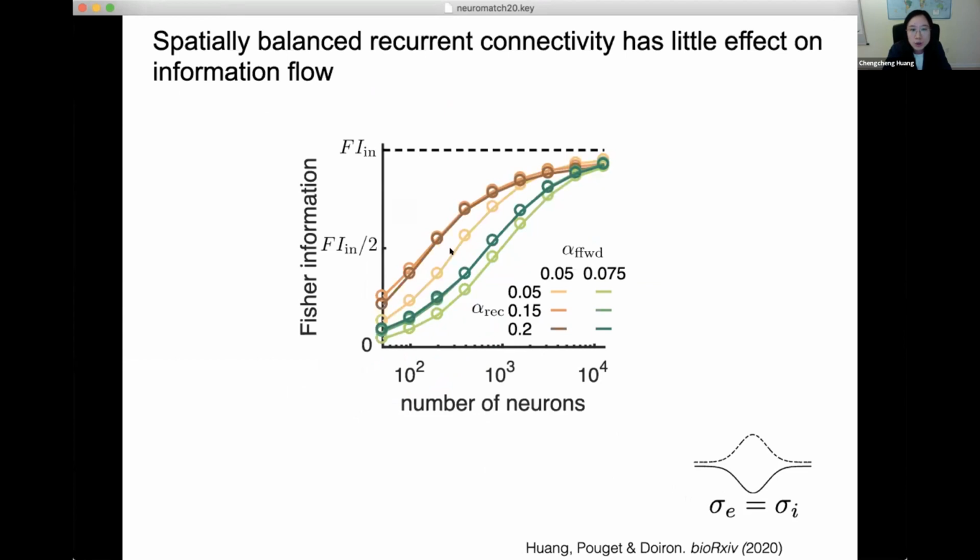And you can see that although there are small changes in information for a small number of neurons, as the number of neurons increases, the total amount of information is also independent of the spatial scale of recurrent connections. And they all converge to a level that's very close to the input information. Okay, so why is that?